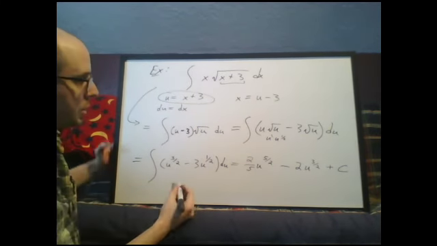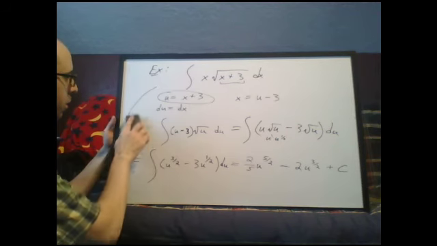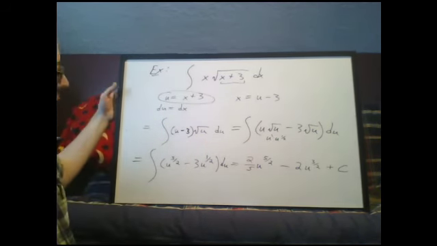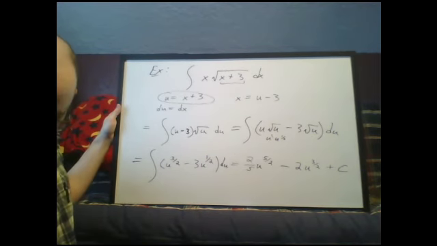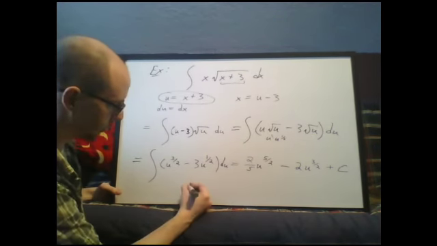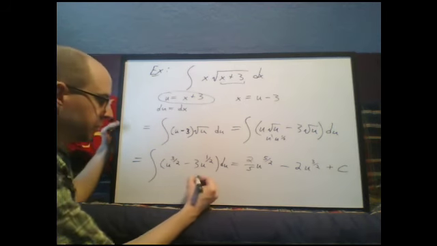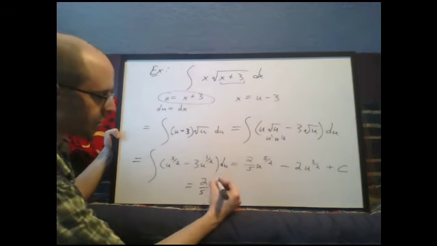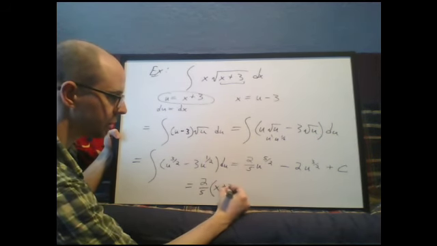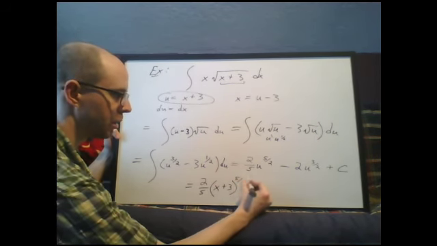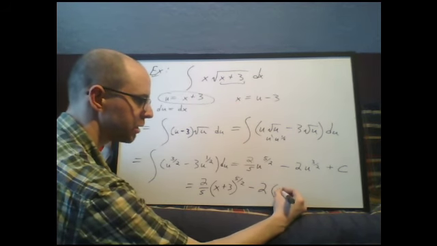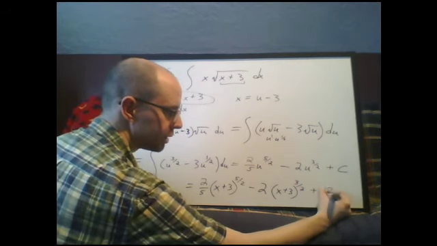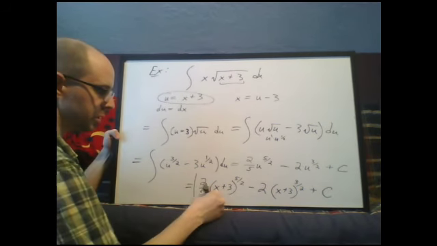So my final answer, let me erase the middle part here. Let me squeeze it down here because I want to summarize at the end. So u is x plus 3. 2/5 times x plus 3 to the 5 over 2 minus 2 times x plus 3 to the 3 over 2 plus C. So there's my final answer.